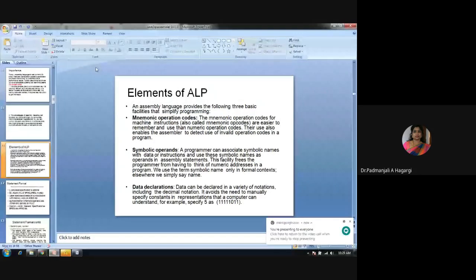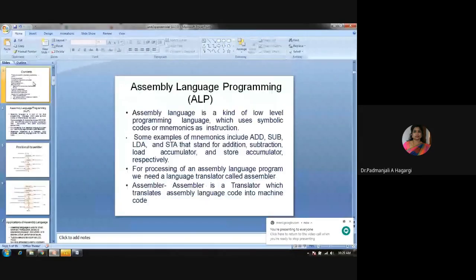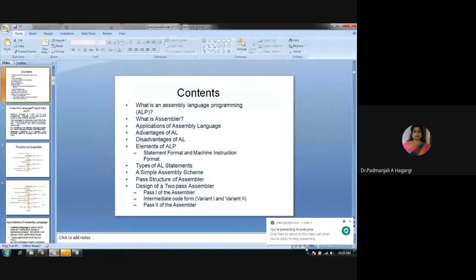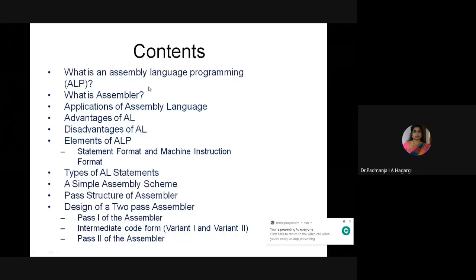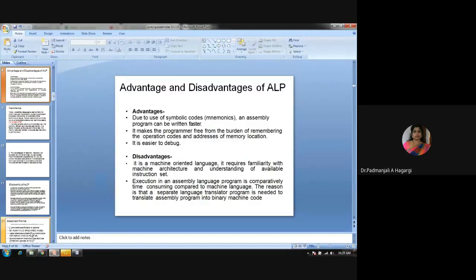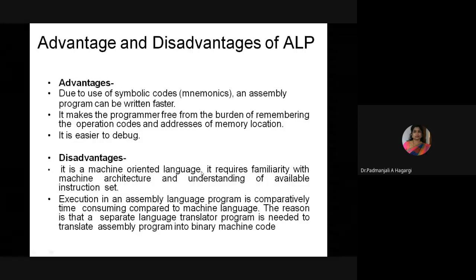Yes, this is the content which I have shown you. It is very important to know what assembly language programming is, what assemblers are, and applications of assembly language, advantages of assembly language, disadvantages of assembly language. In the previous class also I told you what the main disadvantage is. The main disadvantage of assembly language is that it is a machine oriented language. It is machine oriented because its instructions are produced based on the machine. It requires familiarity with the machine architecture and understanding of the availability of the instruction set.